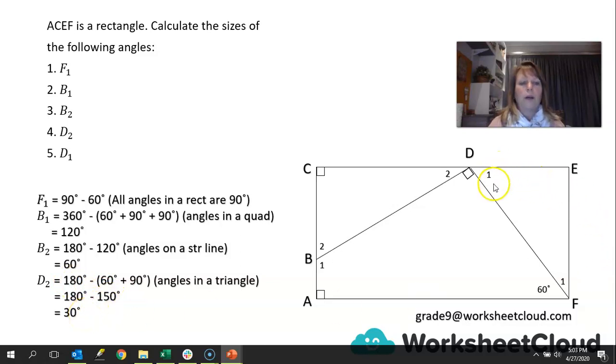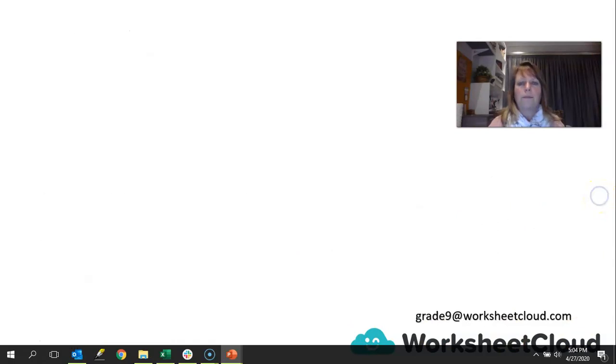The last angle we have to work out is D1. And as you can see, we worked out D2, which is giving me 30, plus we've got 90. So to work out D1, we're going to use angles on a straight line. Okay, so 180 minus 30 plus 90 gives me 120. 180 minus 120 is 60. I hope you can see that down there. It's hidden a little bit. Okay, let's look at the next thing.